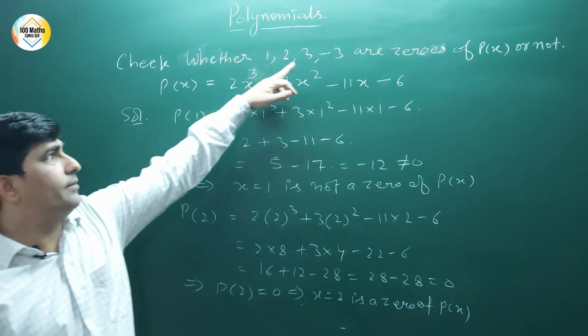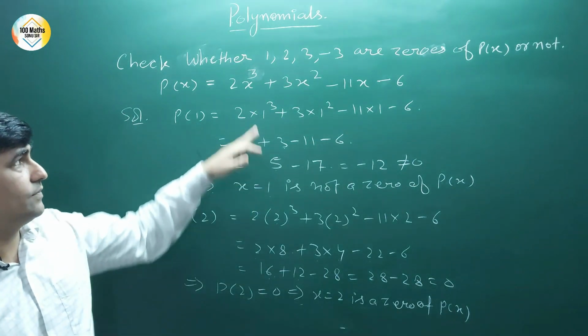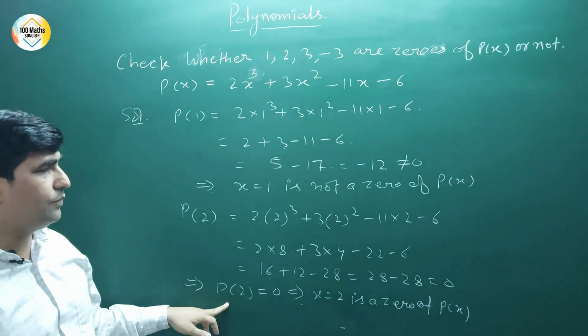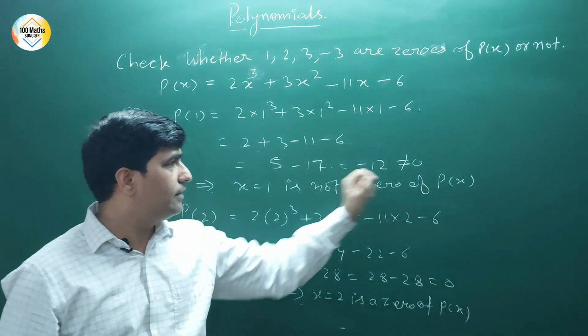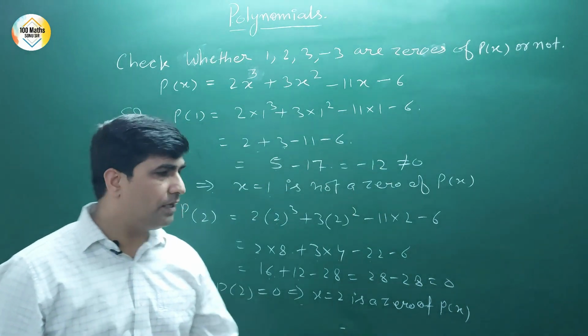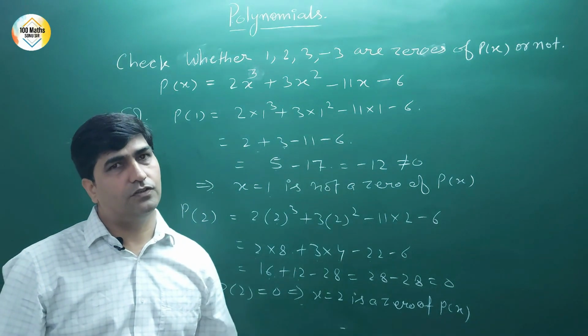Similarly, you can check the remaining two points. These two points I am leaving for you, right? As we solved p1 and p2. At 1 it was not 0, so we said this is not a zero of the polynomial, whereas in the second case it is giving us value 0, so it is a zero of the polynomial.